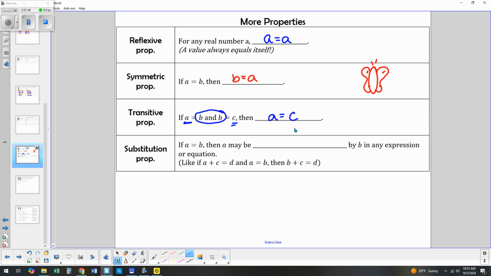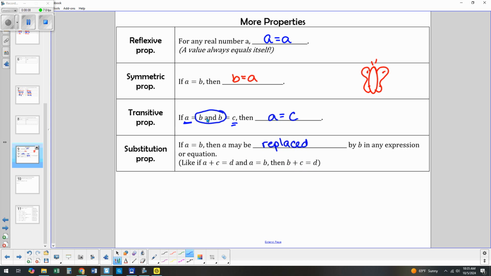Substitution is when you're replacing something with something equivalent. So it's not quite like transitive. It's a little bit different. So if you had A plus C was equal to D, and you knew that A and B were the same thing, I could rewrite this equation as B plus C equals D.